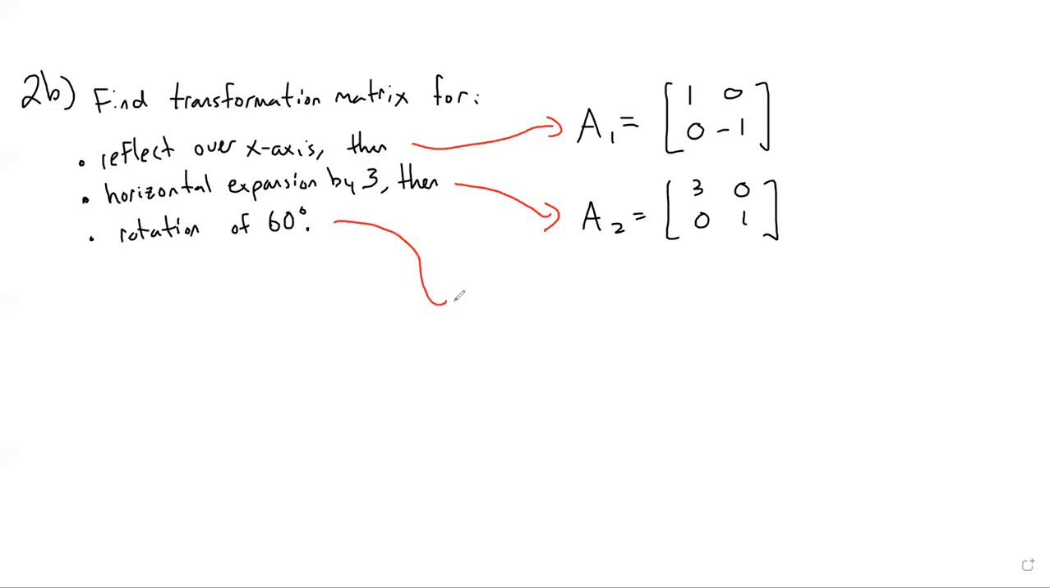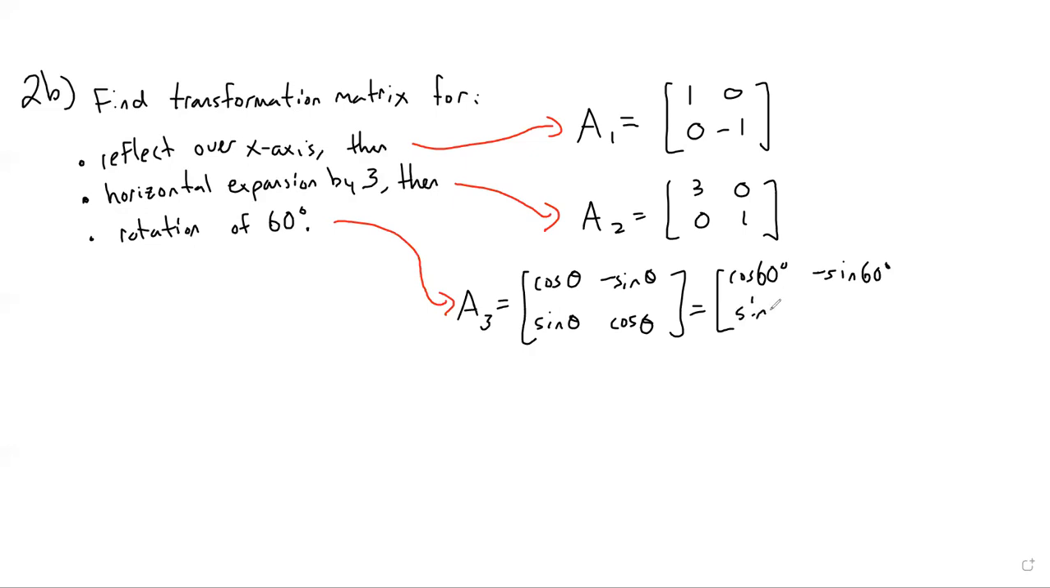And then finally that rotation by 60 degrees, or pi over 3. We just have to make sure we have our formula down right for this. So it's cos, negative sine, sine, and cos. And I'm going to plug in my angle. So cos of 60, negative sine of 60, sine of 60, and cos of 60. And so cos of 60 is 1/2, and sine of 60 is √3/2. So this one up here will be negative. And so those are my 3 matrices.